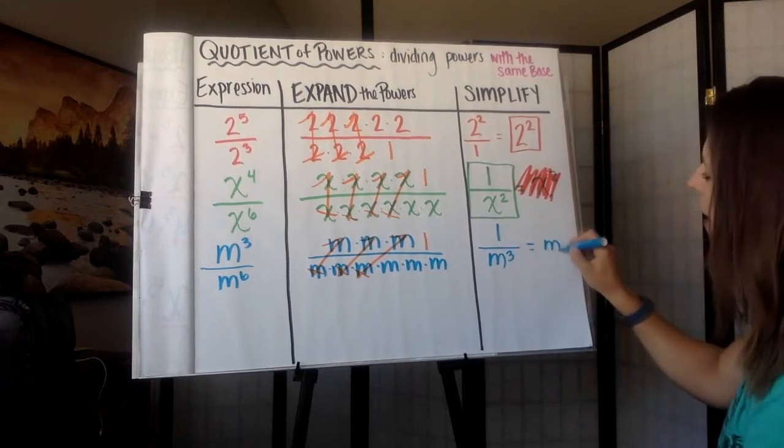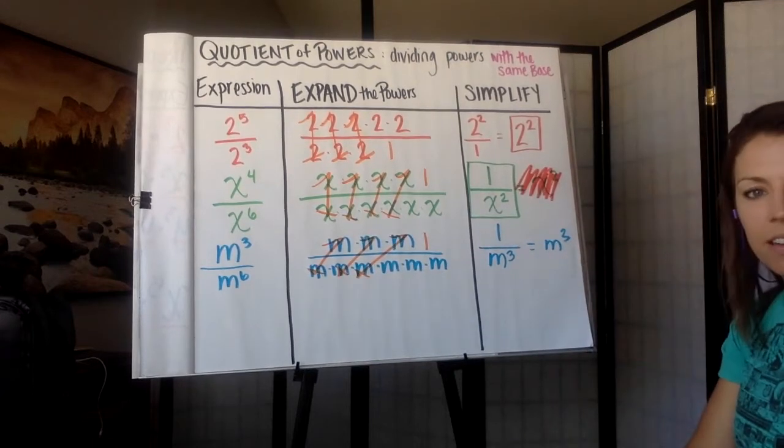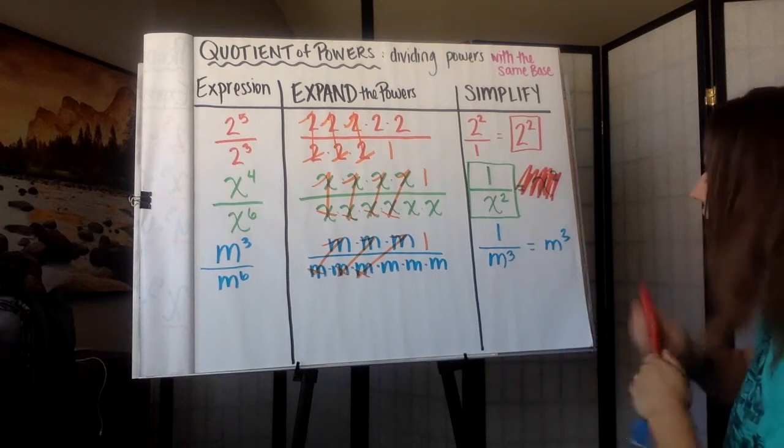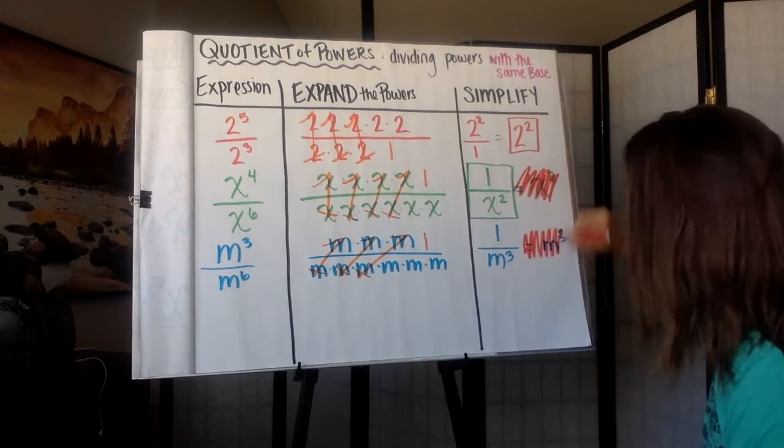Again, does that equal m to the power of 3? Can I just write it like that? Can I just get rid of that 1? No, when you have a 1 in the numerator, that's not the same as a 1 in the denominator.